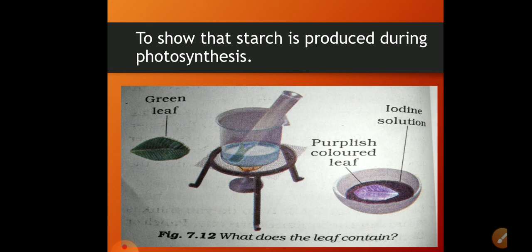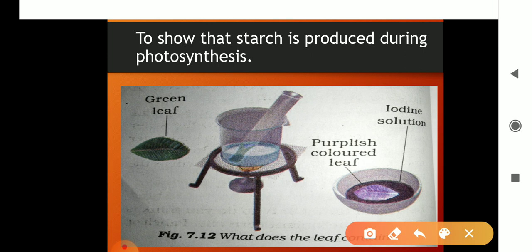For this experiment we need this setup, and we have to take a green leaf from a plant which has been in the sunlight for 3 to 4 hours. Then we will pluck this leaf from the plant. Then you have to keep this leaf in a test tube having alcohol, ethyl alcohol. Then you will take a beaker. In that beaker you have to put water and you will boil that water.